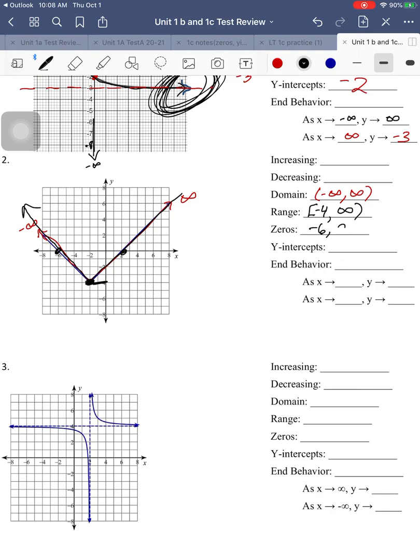Zeros. Looks like we have 2 zeros at -6 and 2. Y-intercept. Looks like we have 1 at -2.